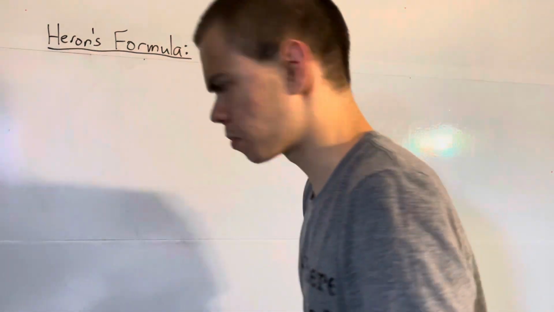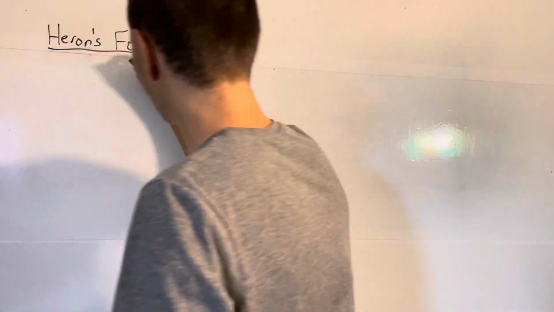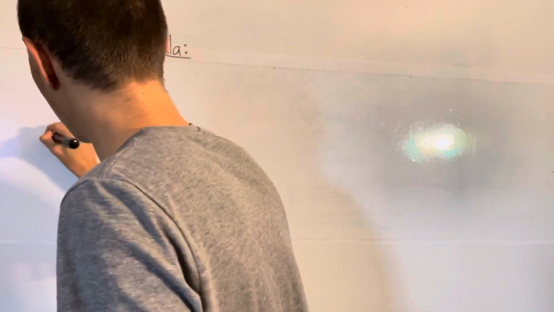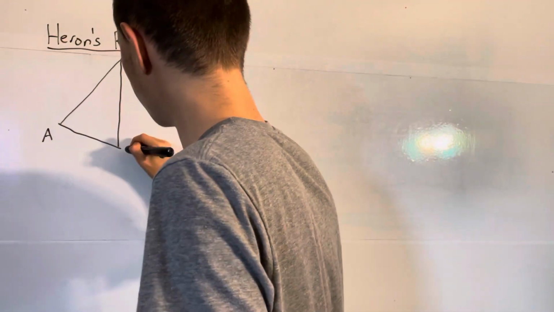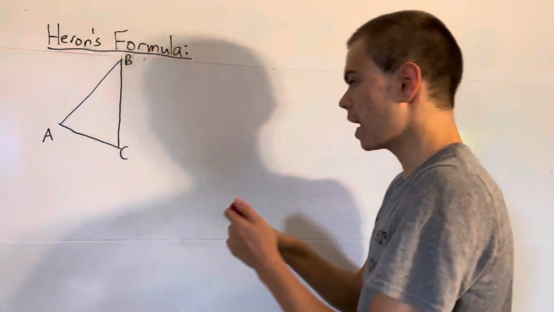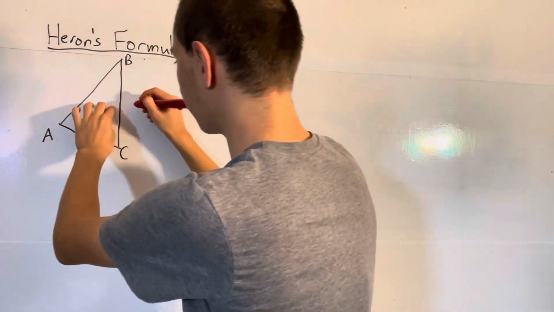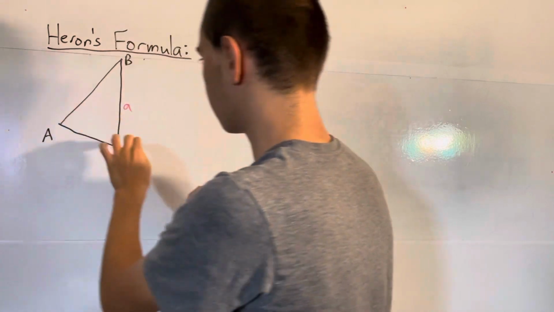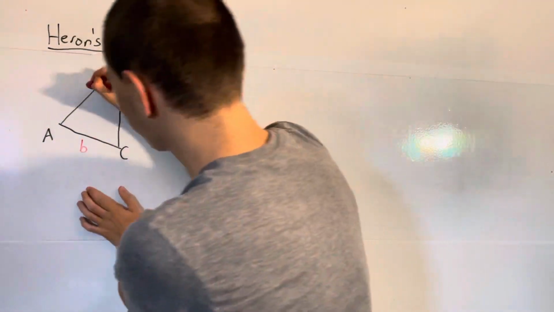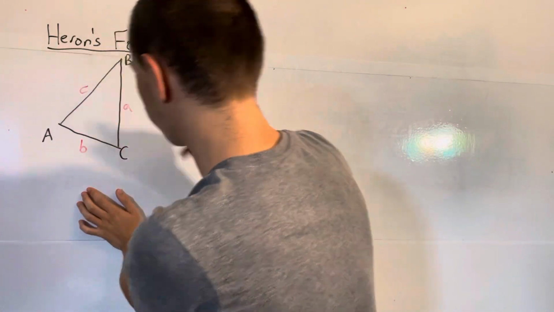So how about we just start out by drawing a triangle? I'm going to say that the triangle looks something like this. It can be any triangle. We're going to say that this right here is point A, this is point B, and this is point C. Opposite of point A, we're going to have side length A right here. Opposite of B, we'll have side length B. Opposite of C, we have side length C.